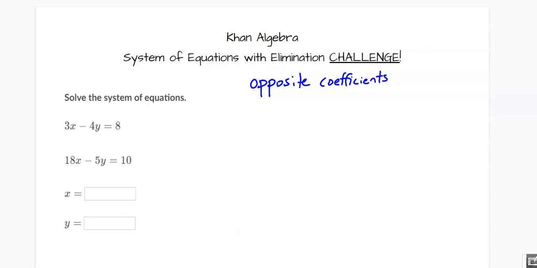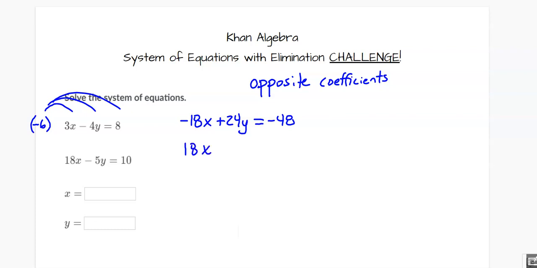Looking here, I noticed that I could multiply the top row by 6 and I would get both 18s, but they wouldn't be opposite. So I'm going to multiply this top row by -6. When I multiply that whole row, I get -18x, +24y, and then -48. Be very careful that you are doing it to all three terms. You're distributing it all the way through. The bottom I can just copy: 18x minus 5y equals 10.